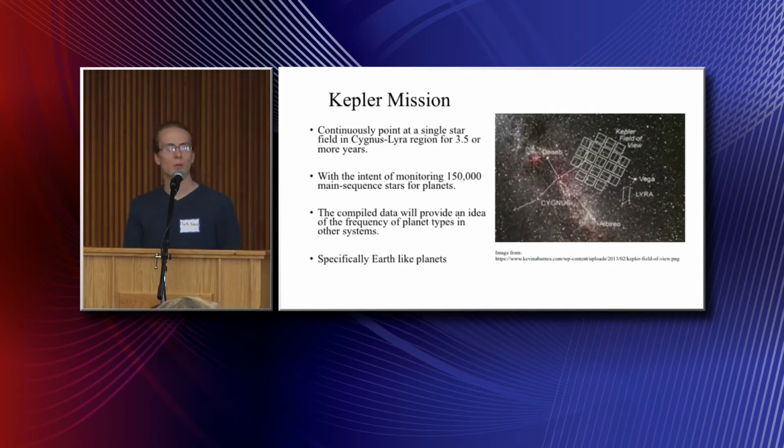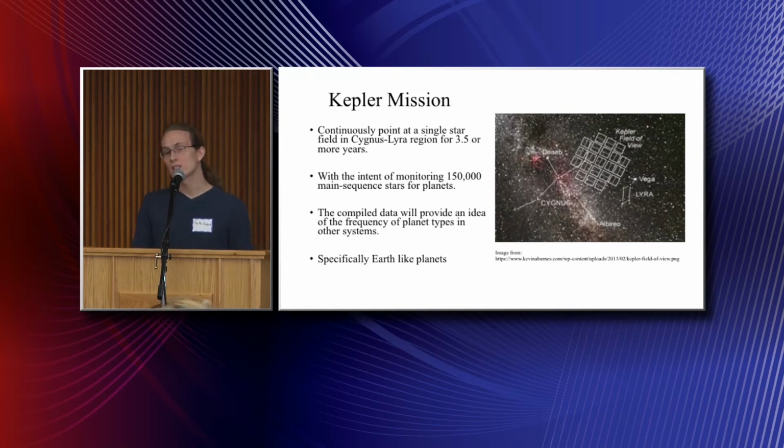Now, the intent of the Kepler mission was to look at a region in the sky and stare at a field of stars between the Cygnus and Lyra region you can see in the photo provided. The intent was to collect a frequency of planet types in other solar systems and to specifically look for how frequent Earth-like planets are.